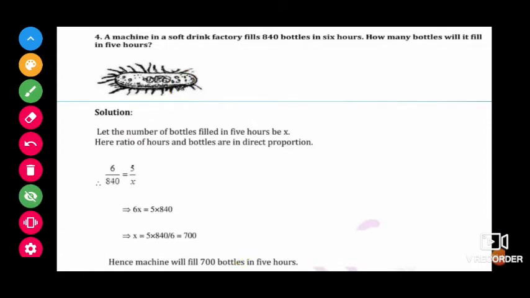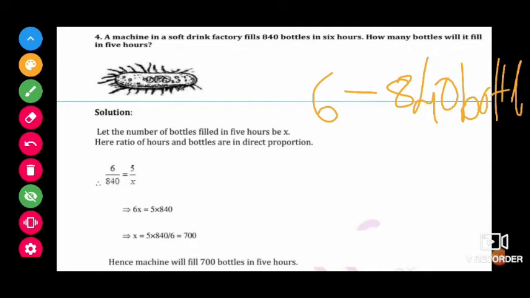Next, a machine in a soft drink factory fills 840 bottles in 6 hours. How many bottles will it fill in 5 hours? This is also, children, direct proportion. Here, whatever the given information, let's take how many it will fill as x. First, what is the given information? For 6 hours it can fill 840 bottles. So how many bottles will it fill in 5 hours?